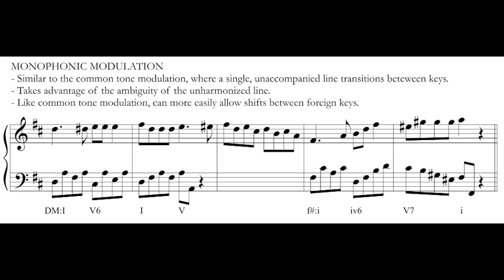Monophonic modulation, very similar to what we just saw in common tone modulation. We have an unharmonized moment where things become a little unclear, a little bit ambiguous. And we take advantage of that ambiguity to allow us to move to a new key area. This monophonic modulation happens between D major and F sharp minor, and it seems pretty smooth. It's a pretty easy way to move between keys. Let's talk about a completely different way now that we can modulate from one key area to another key area.